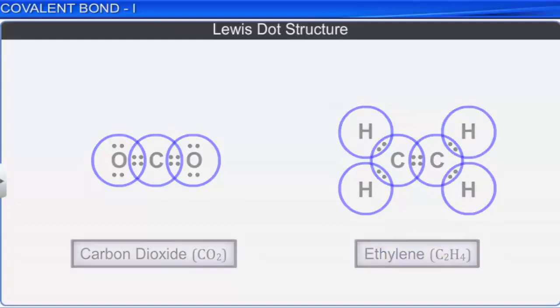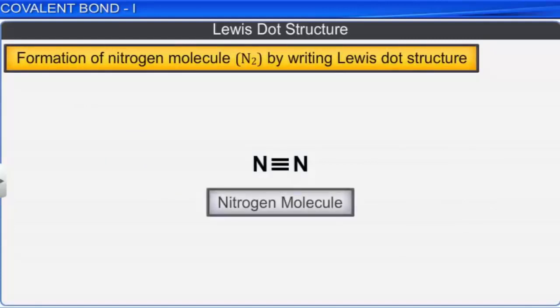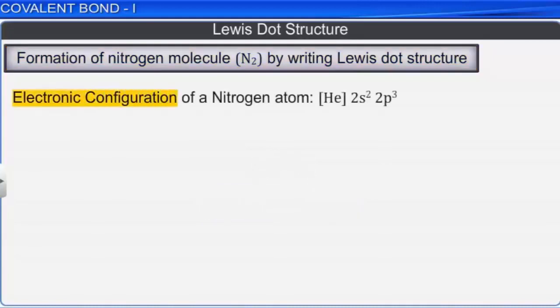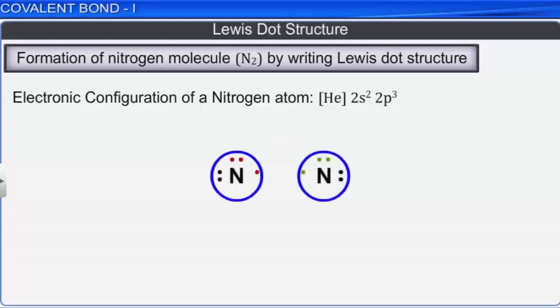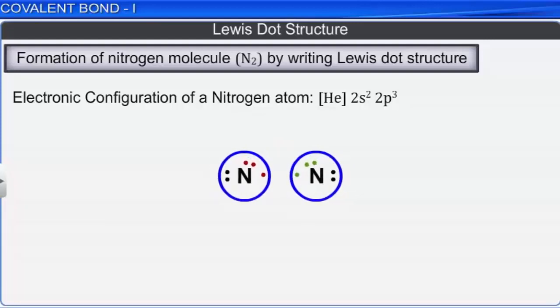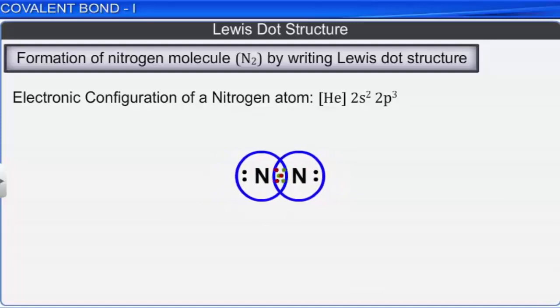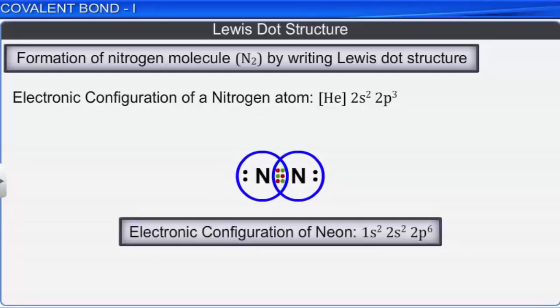Let us understand the formation of the nitrogen molecule using the Lewis dot structure. The electronic configuration of a nitrogen atom is helium 2s2 2p3. It has 5 electrons in its valence shell and needs 3 more electrons to attain an octet. When 2 nitrogen atoms approach each other, they mutually share 3 electron pairs and attain the nearest inert gas configuration of neon.